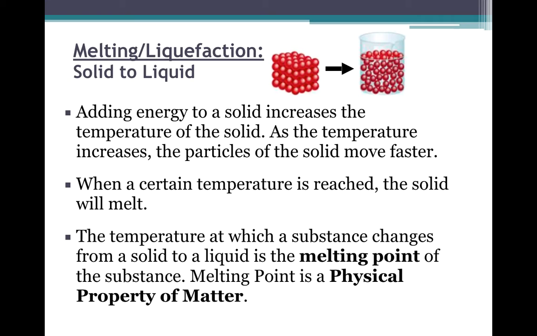The temperature at which a substance changes from a solid to a liquid is the melting point of that substance. Melting point is what we call a physical property, and is specific to a particular substance. Each substance has its own melting point. We will explore melting and boiling points more in a later unit.